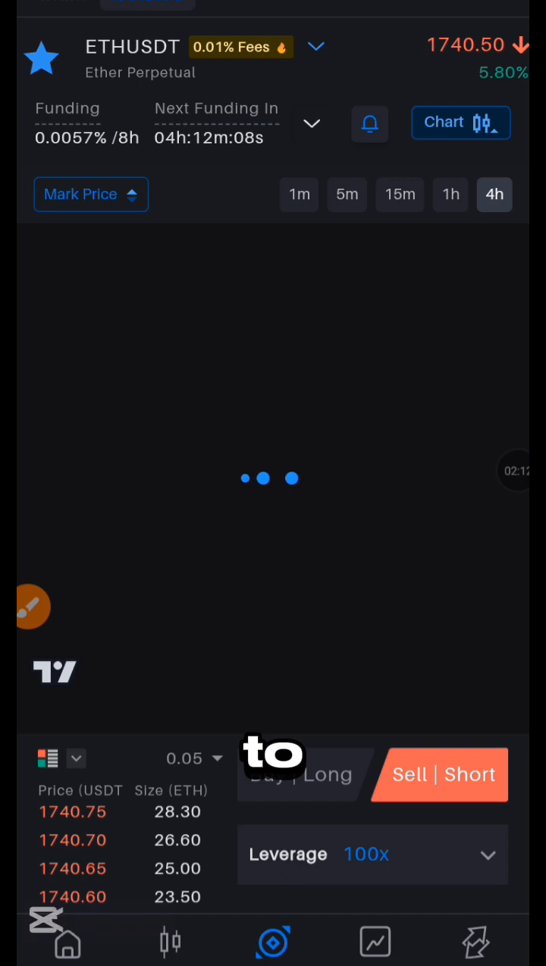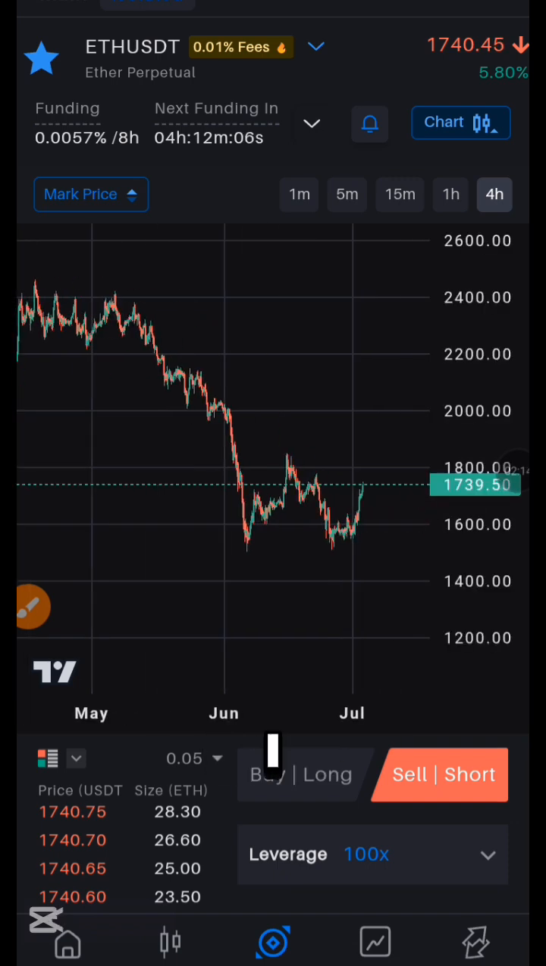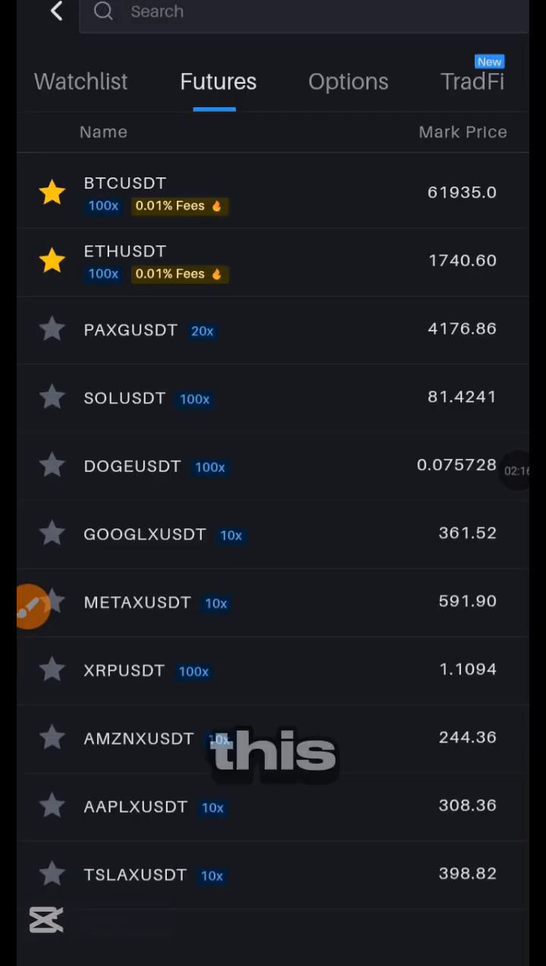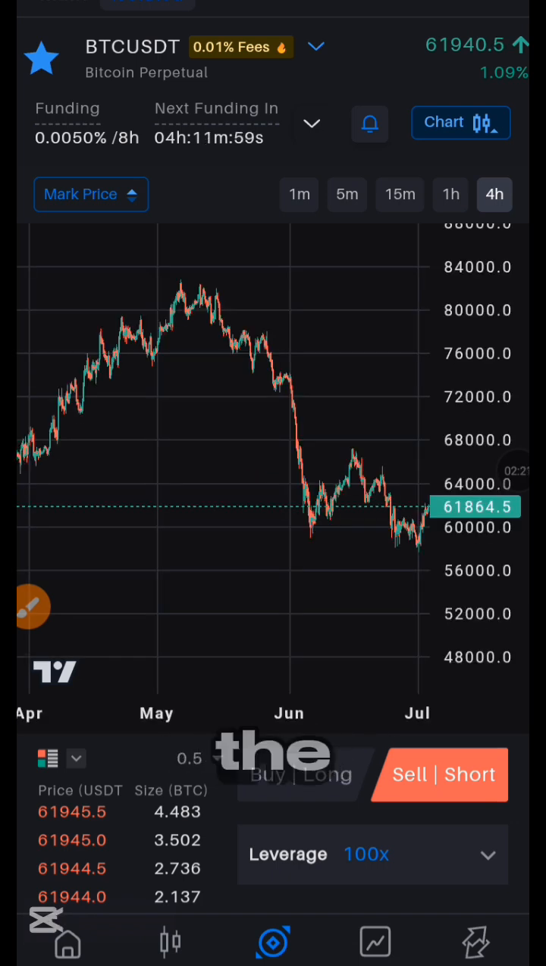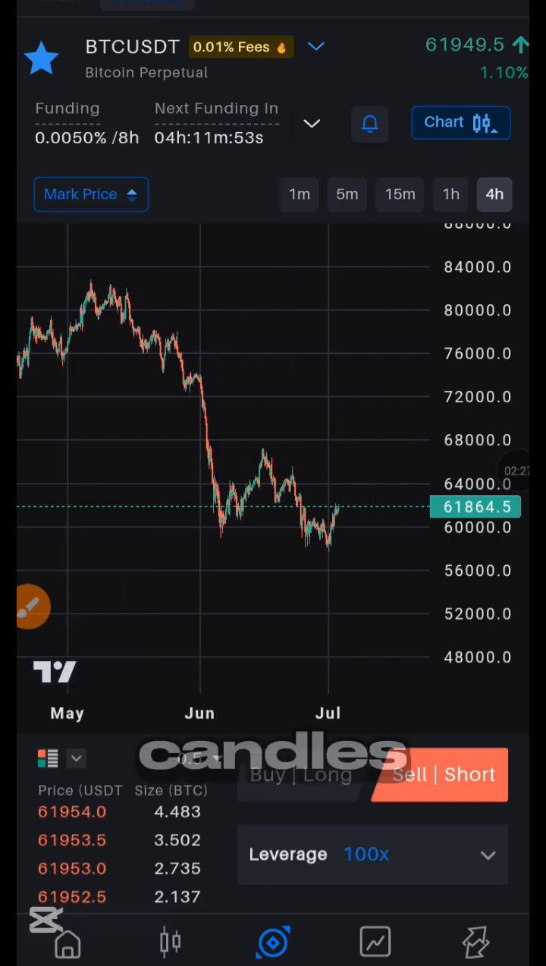I can change it to ETH, and then I can decide to buy ETH, but for this example I'm going to be using Bitcoin. Now you have to pick the particular token and the market you want to trade. You can see price move through candles. That is the number 1 step: decide the coin you want to trade on.